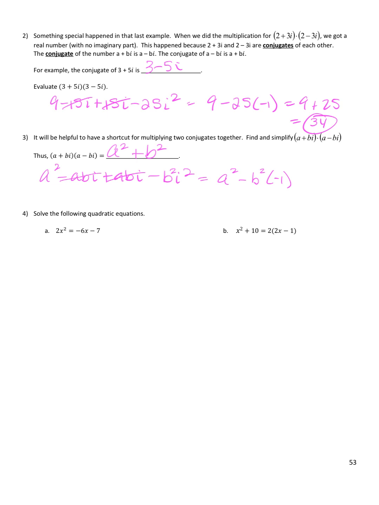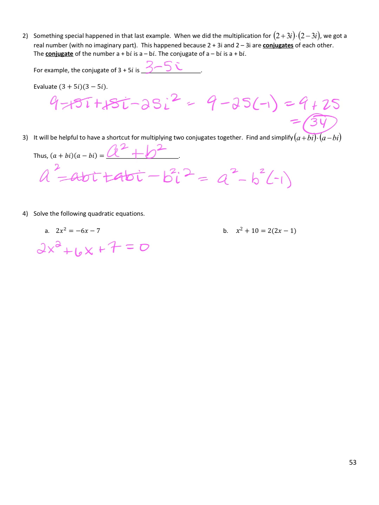Okay, now let's practice solving some quadratic equations. 2x squared equals negative 6x minus 7. Typically, when you have a quadratic equation, you want one side to be 0. So this is going to be 2x squared plus 6x plus 7 equals 0.